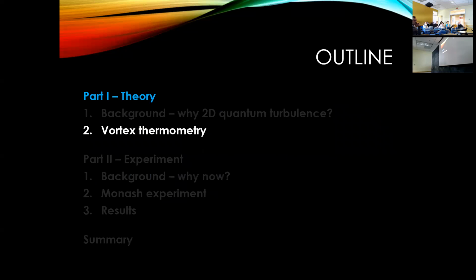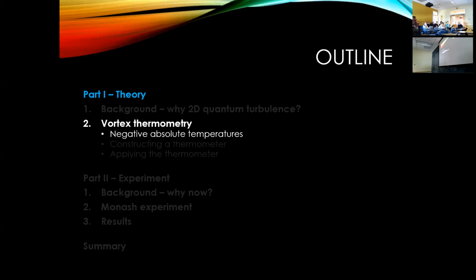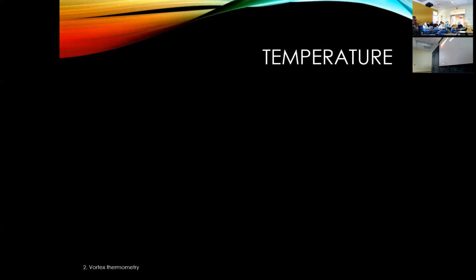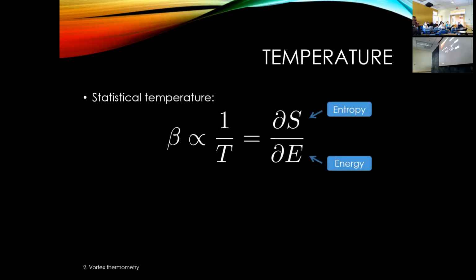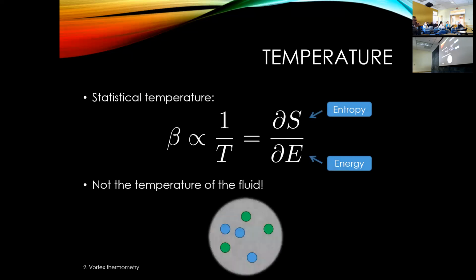So the first part of my talk, I'll be talking about this project of vortex thermometry that we did recently. This requires some background on negative absolute temperatures, which turn out to arise in these 2D vortex systems. When I'm talking about temperature in this talk, I'll just be using the usual statistical definition, which is that the inverse temperature beta is the derivative of the entropy with respect to the energy. So nothing unusual there. What is unusual is that I'm not talking about the temperature of the actual Bose-Einstein condensate.